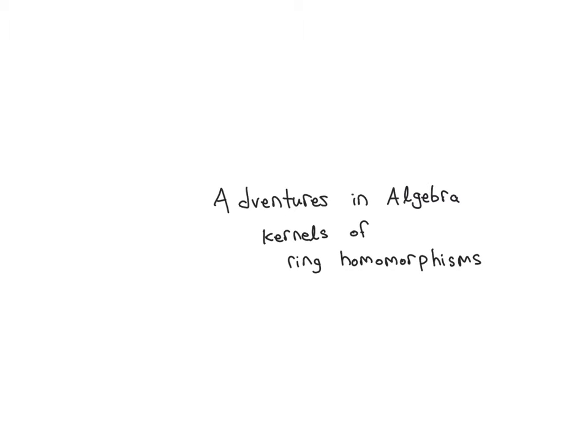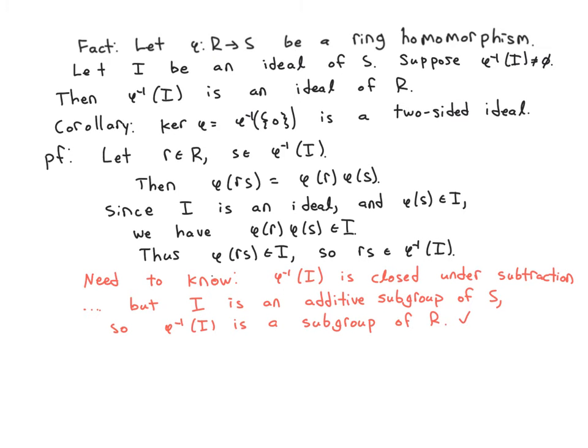In this video, we're going to look at the kernels of ring homomorphisms a little bit more deeply. So let's prove a property about ideals with regards to homomorphisms. Suppose you have a ring homomorphism between two rings R and S. Suppose that you have an ideal in the codomain, such that the preimage is non-empty. Then the preimage is actually an ideal of R.